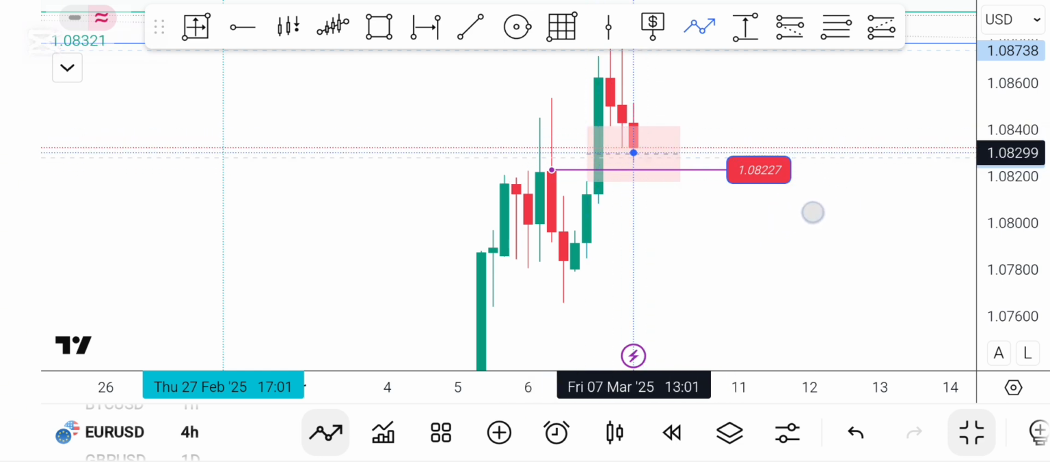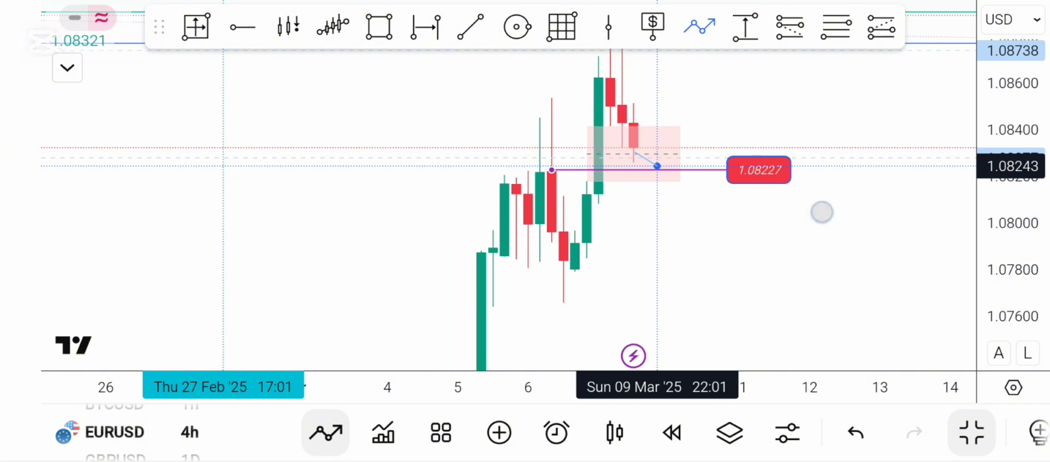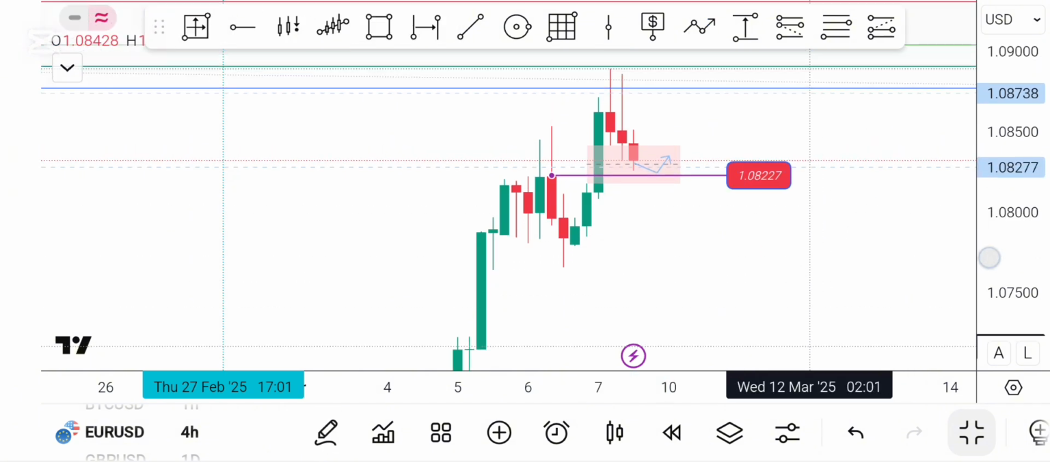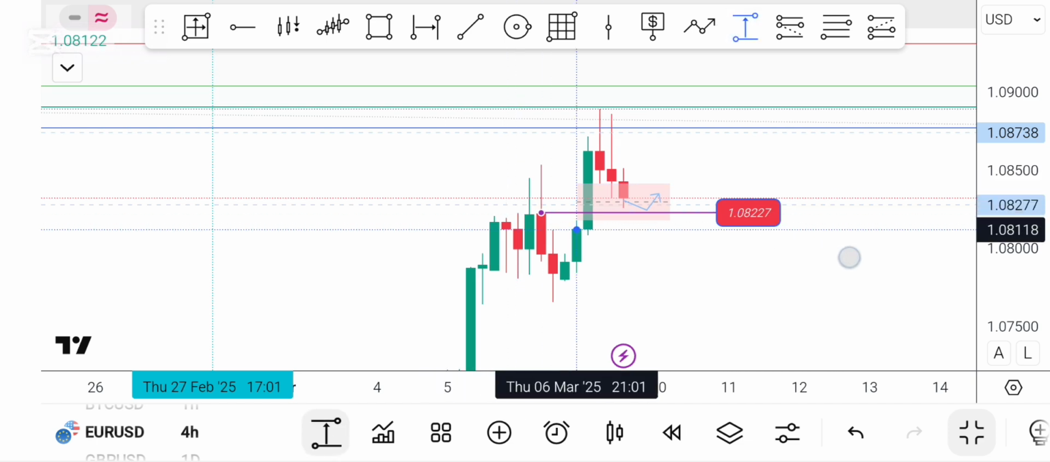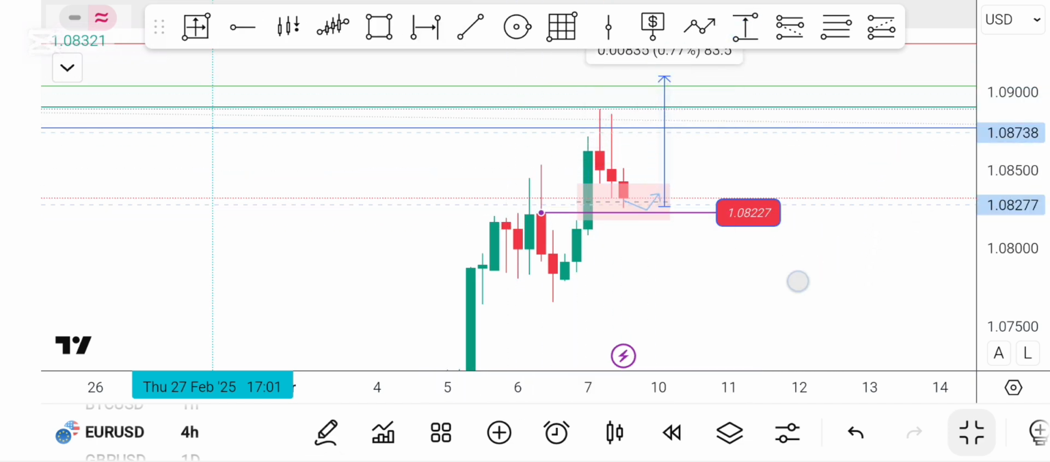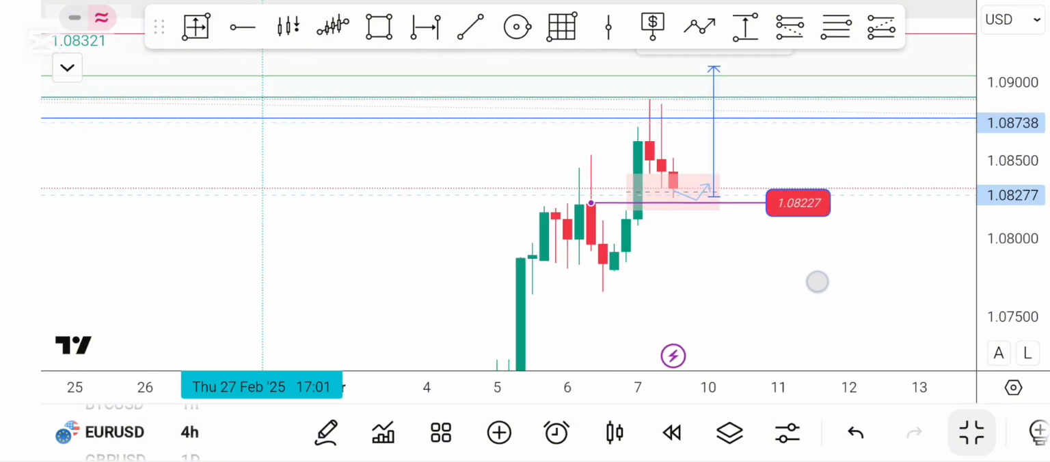So there's a possibility that we could see the market just react right here and then continue to seek liquidity higher, since higher time frame is bullish. So we could still just stay above here and then continue to move higher, looking into next week's trading.